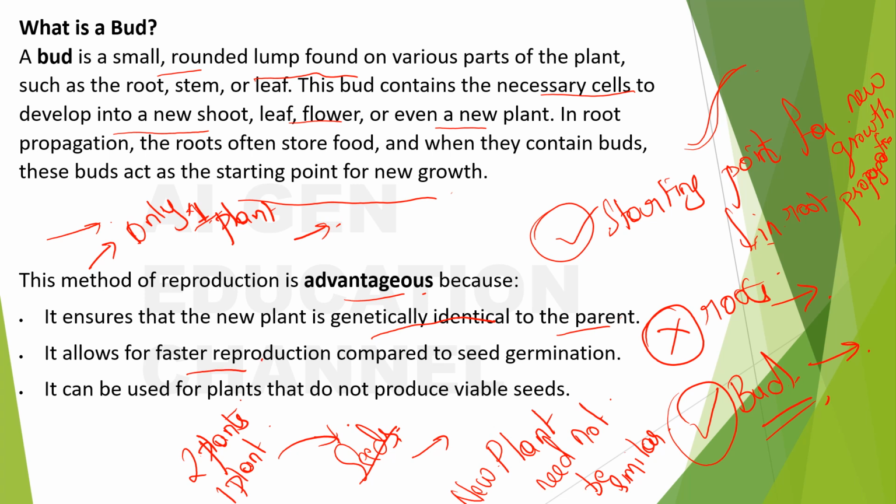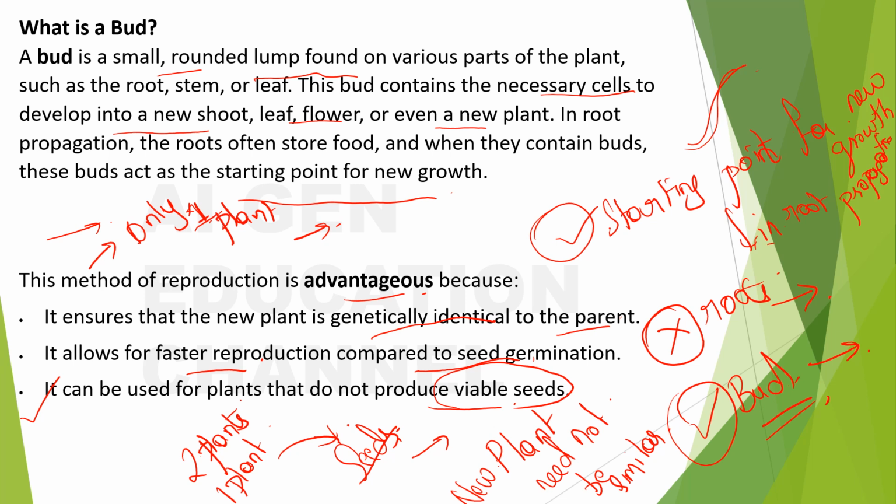Okay, next, it allows for faster reproduction compared to seed germination. It can be used for plants that do not produce viable seeds. Okay, so it can also be used for the plants that do not produce viable seeds, means the seeds that are useful for the plant propagation. Okay, for plants which cannot produce viable seeds, viable means useful. Okay, it allows for faster reproduction. As I have mentioned, this will be faster as compared to the seed germination process.